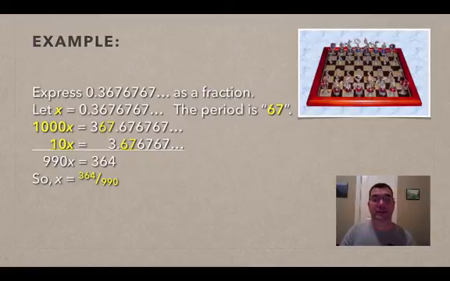So 0.3676767 written as a decimal is 364 over 990. And that's how you convert a repeating decimal into a fraction. And I think that's our lesson.